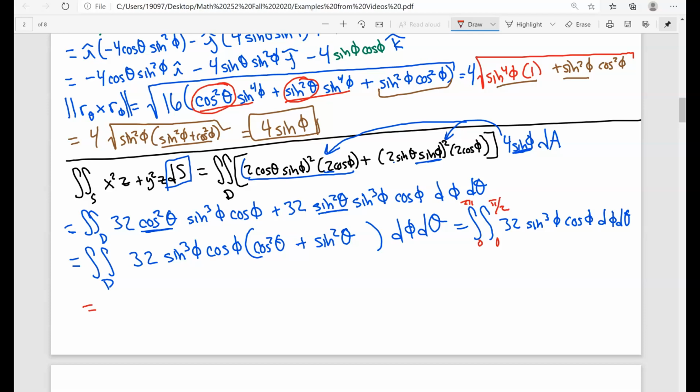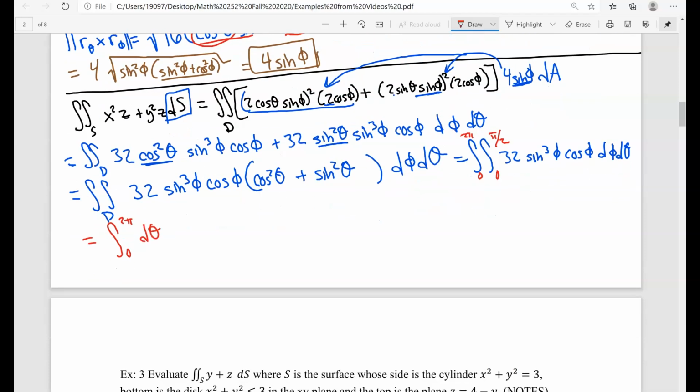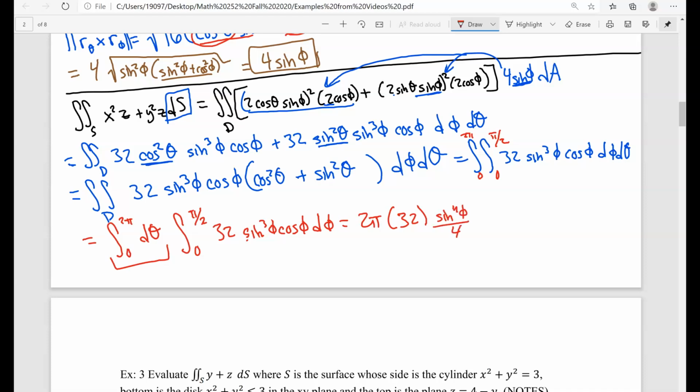Notice that there's no theta, so you're going to have the integral from 0 to 2 pi of d theta, and then the integral from 0 to pi over 2 of 32 sine cubed phi cosine phi d phi. So this first guy is going to give me 2 pi. Then you're going to get this 32. This guy is going to give me a sine to the 4th phi by using substitution. This is just a U sub, from 0 to pi over 2.